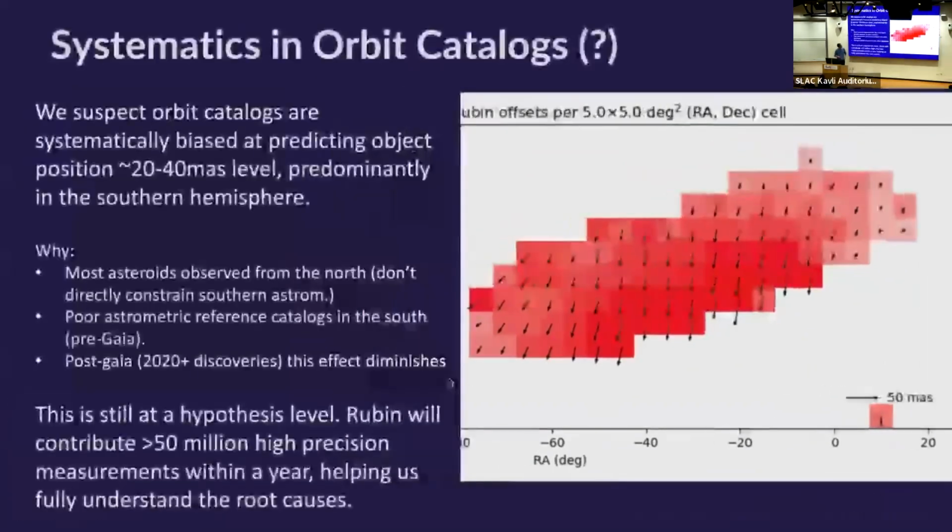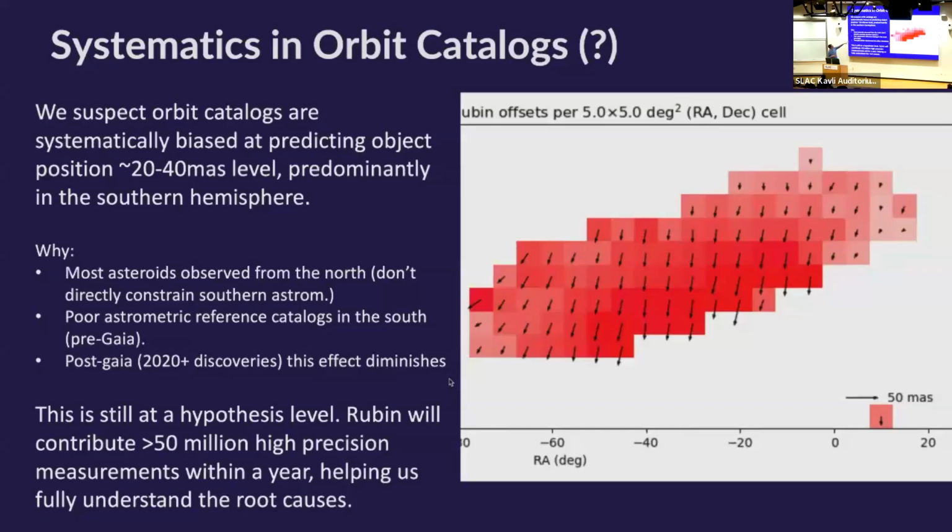So what we think is going on here is that we're seeing an actual offset in the orbits. We suspect that the orbit catalogs have the systematic bias, that this is not something coming from Rubin, but we're detecting an actual issue with the orbit catalogs, that the orbit catalogs we have today are predicting positions, especially when we get down south, that are 20 to 40 milliarcseconds off relative to where the objects actually are.